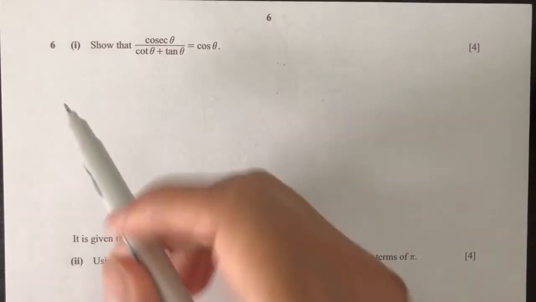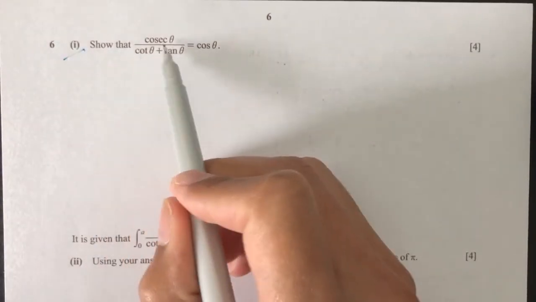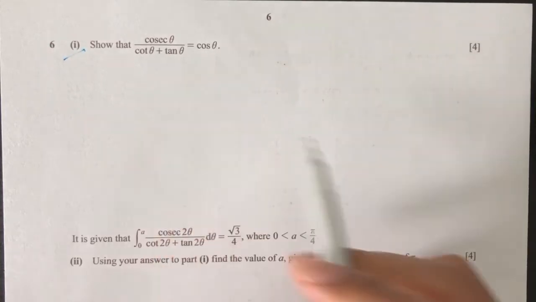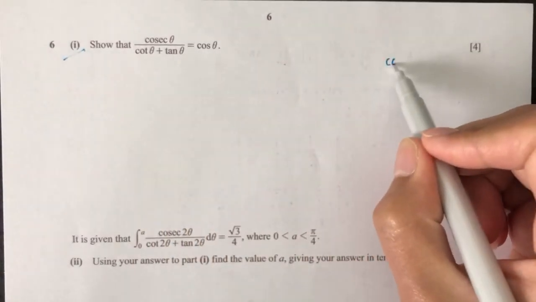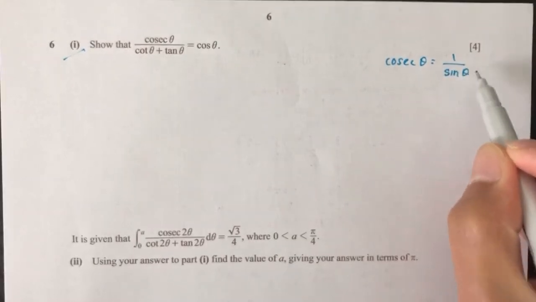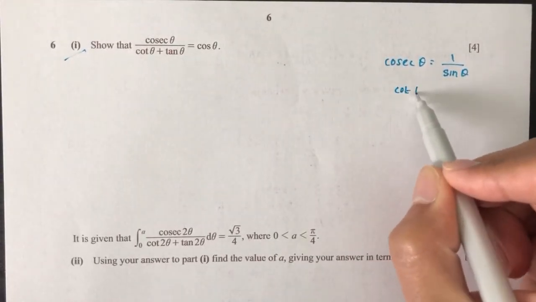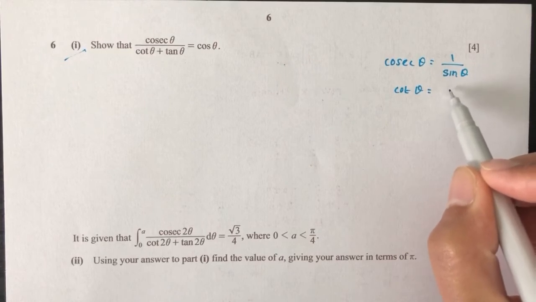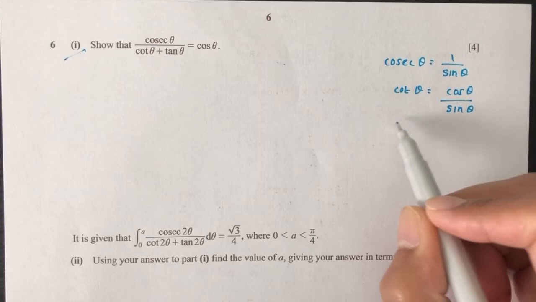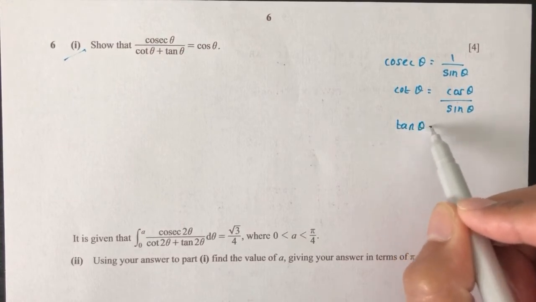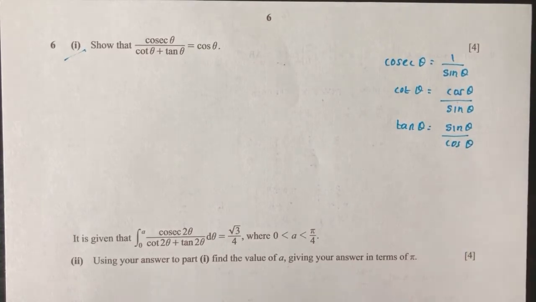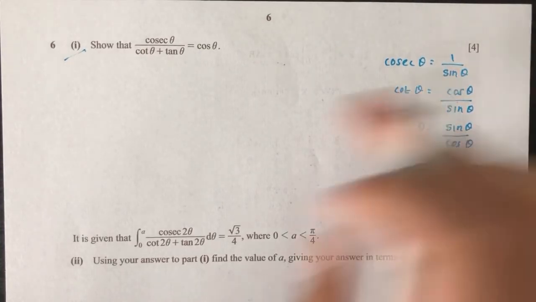Question number 6, part A. Show that cosec theta over cot theta plus tan theta equals cos theta. So what do we know? We know that cosec theta is 1 over sine theta. We know that cot theta is equal to cos theta over sine theta, and we know that tan theta is equal to sine theta over cos theta. So we just have to replace this in the main equation.